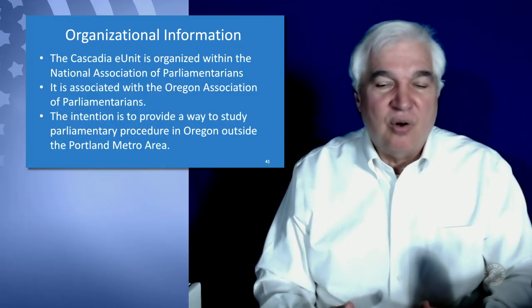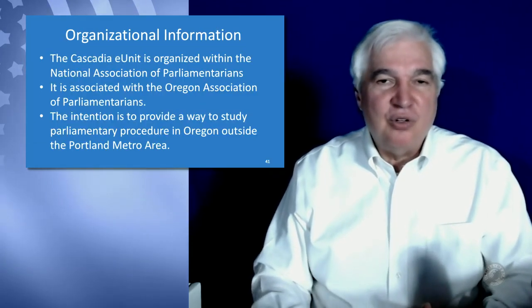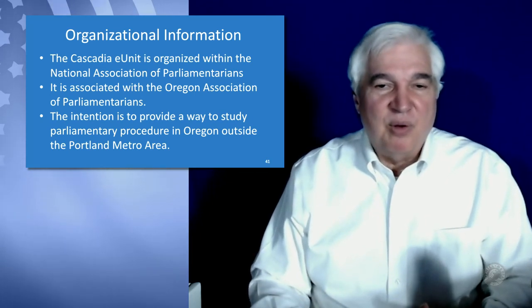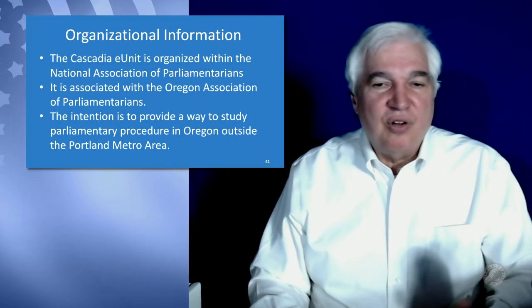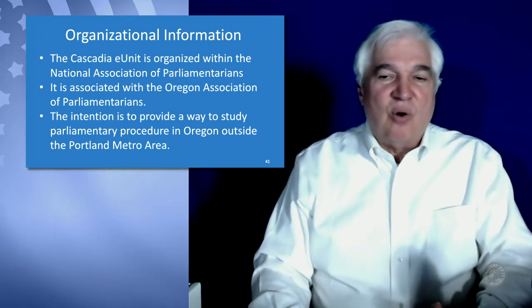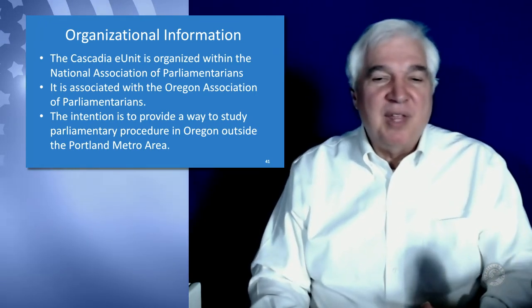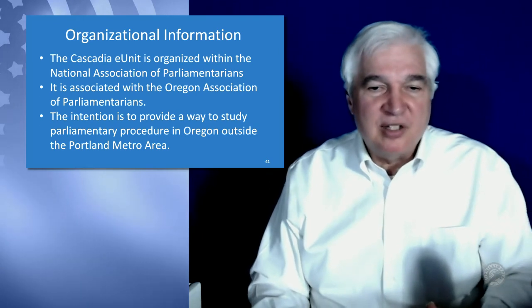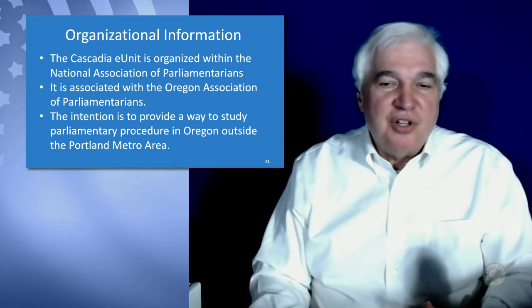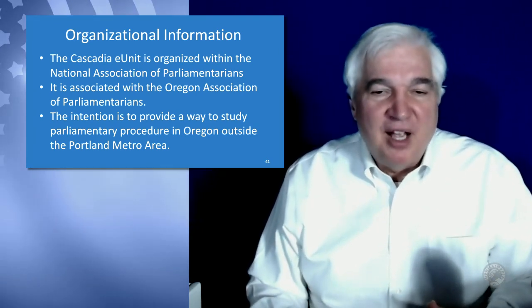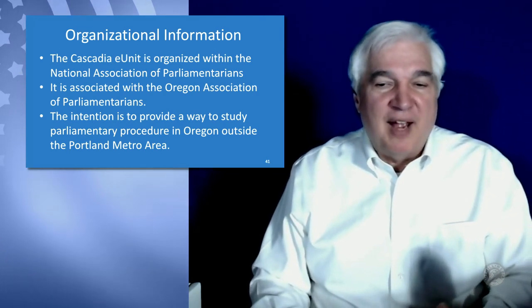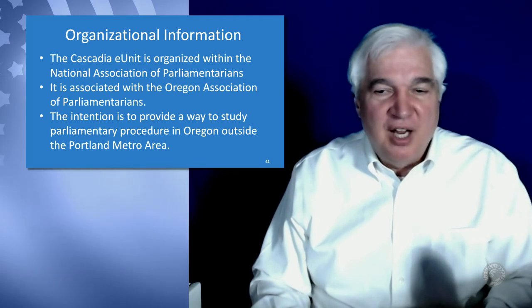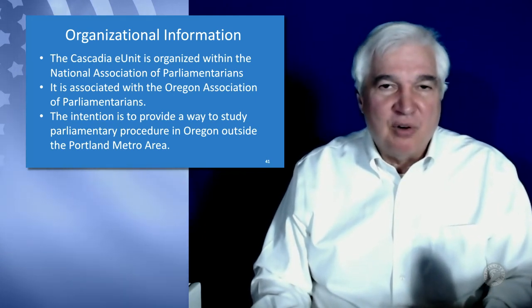So just click on the lower right-hand button, tell us who you are, and we will get you invited into the next meeting. And so if you don't know, the Cascadia E-Unit is an organized unit within the National Association of Parliamentarians. It is also associated with the Oregon Association of Parliamentarians. And the intention is to provide a way to study parliamentary procedure in Oregon outside of the Portland metro area.